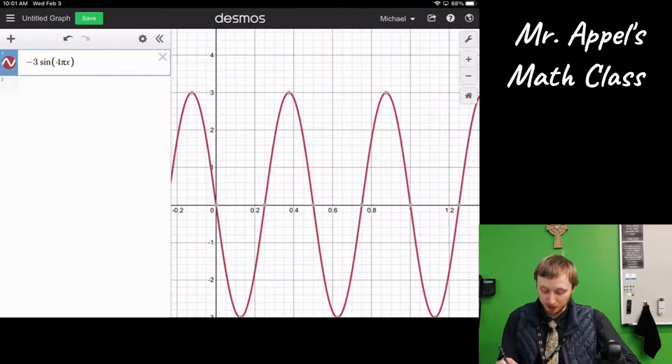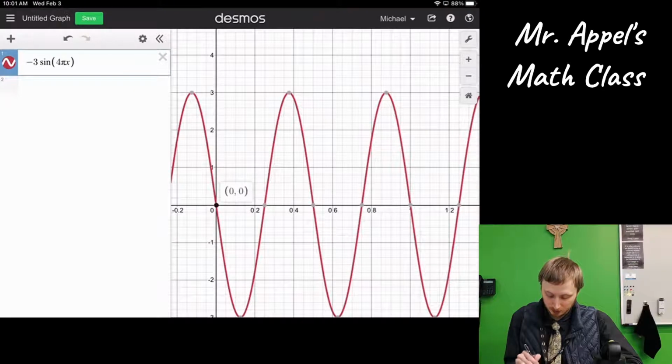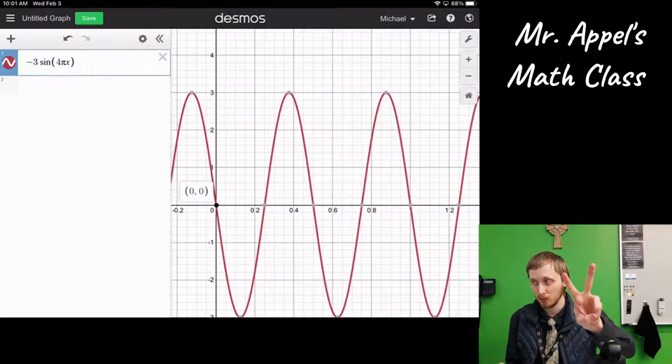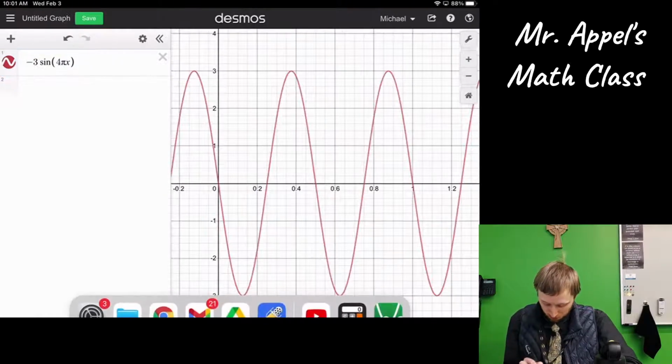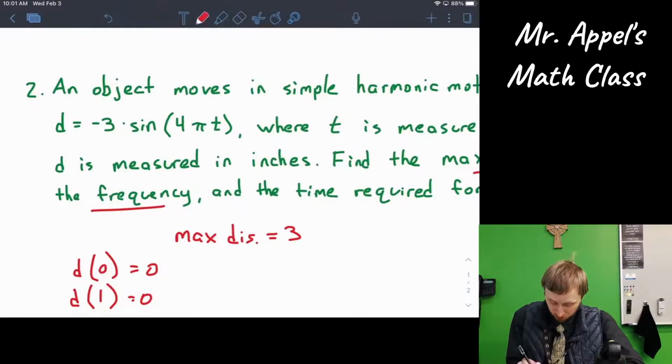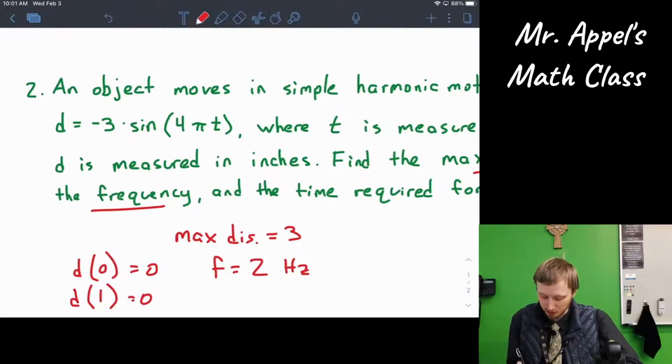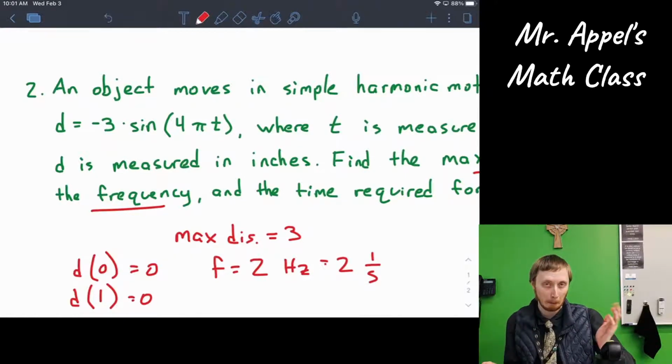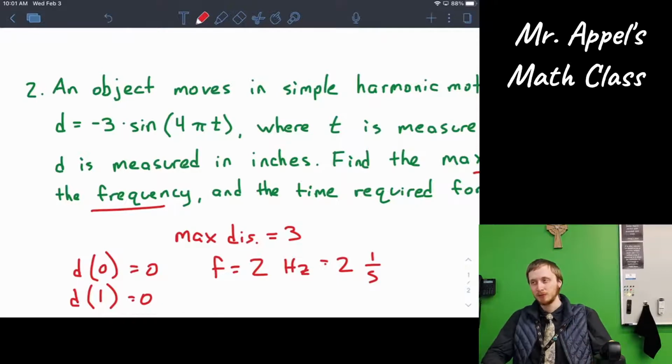So how many cycles do we have? It goes down, up, and back once, twice, and there's 1. 2. Our frequency is 2. And we usually call that hertz. Hertz is just a unit, that is 1 over seconds. Okay? 2 cycles per second.